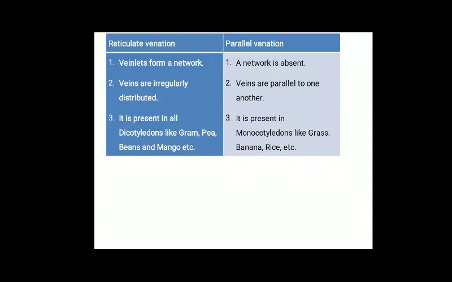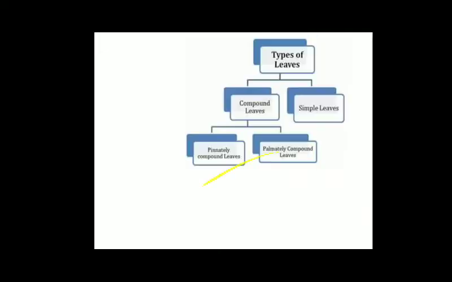In reticulate venation, veins and veinlets form a network, but in parallel venation this network arrangement of veins and veinlets is absent. In reticulate venation, veins are arranged irregularly, but in the case of parallel, the veins are arranged parallel to each other. Reticulate venation is common in all dicotyledonous plants, whereas parallel venation is common in all monocotyledonous plants.